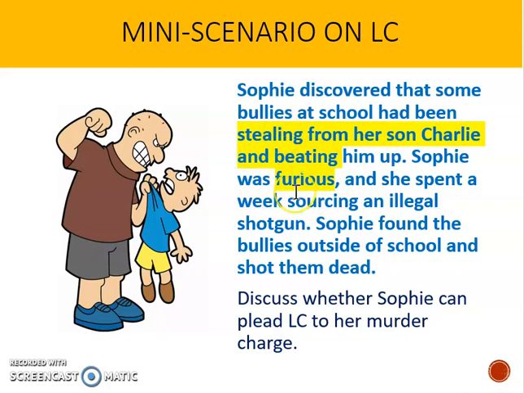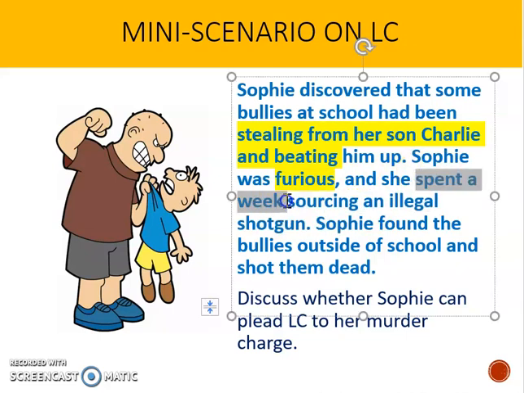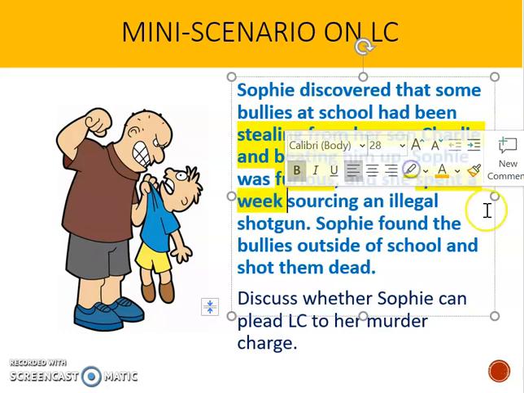But you could argue both here. So she's angry and she's spent a week sourcing an illegal shotgun. So I'm going to highlight that as well. Spent a week getting the gun.